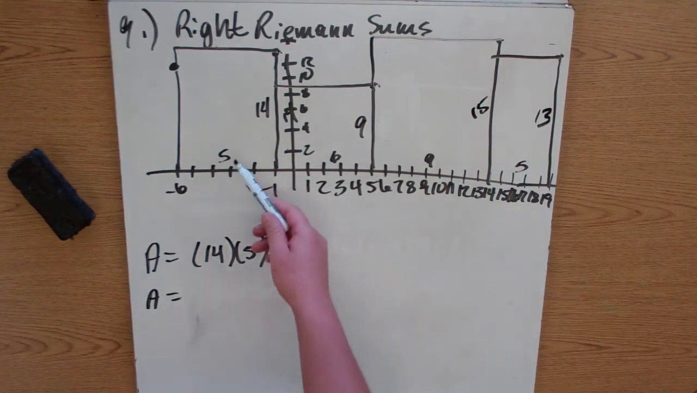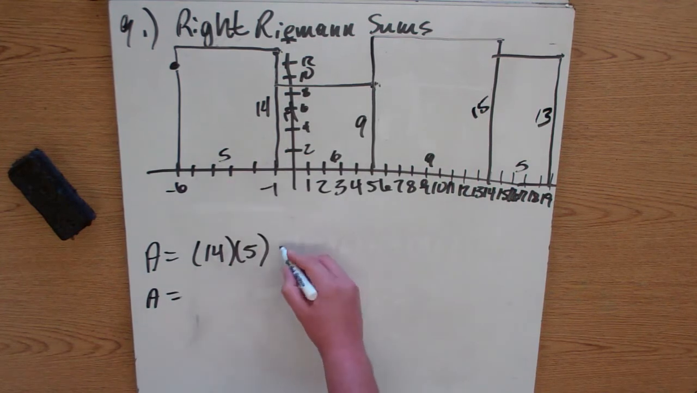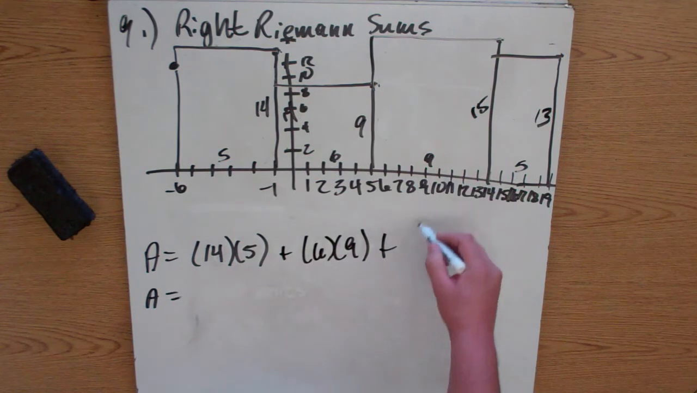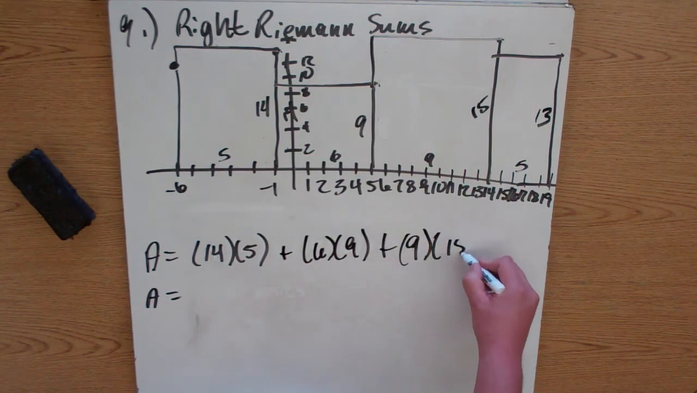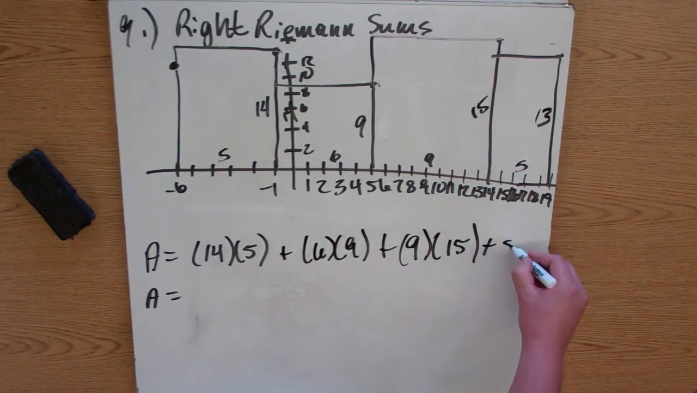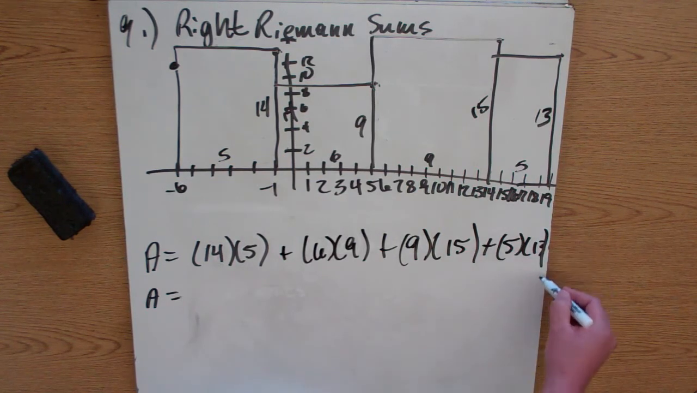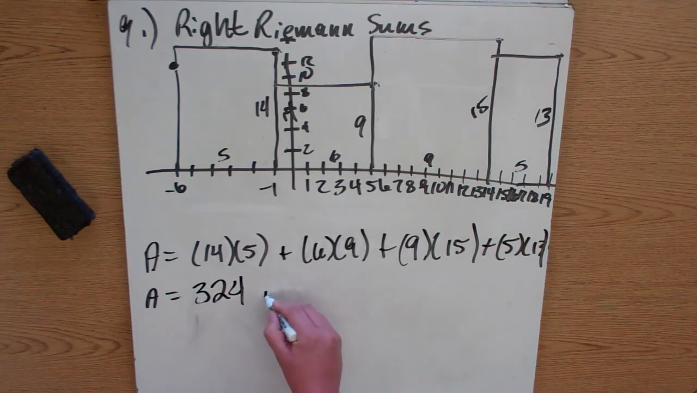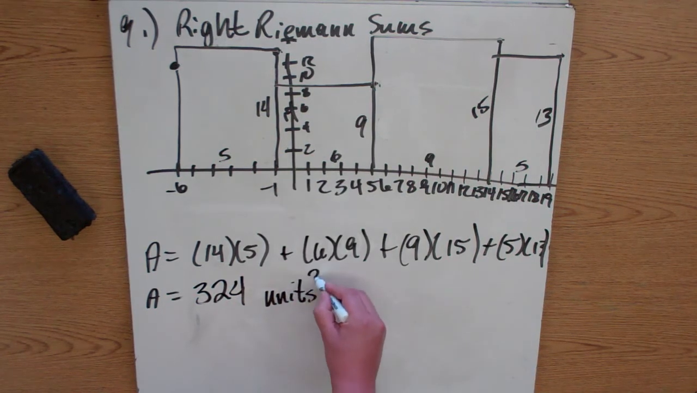We know the height here is 13 because at 19 it goes up to 13. So now we have our new areas. This one's 5 times 14 plus 6 times 9 plus 9 times 15 plus 5 times 13. All right, and again, just punch this in your calculator, and it should come out to 324. Okay, of course, units squared.